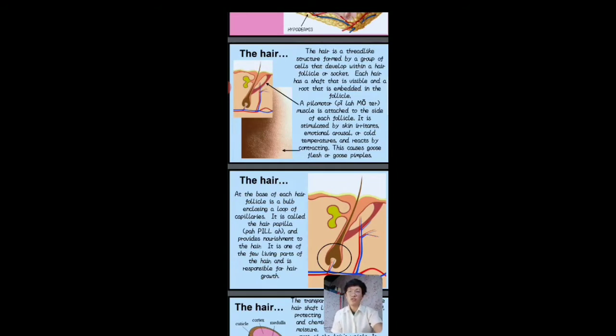goose pimples. So, yung pilomotor muscle, ito yung nag-a-attach sa side ng kada follicle na nagsi-stimulate sa skin irritants, emotional arousal, or cold temperatures, at nagre-reacts by contracting. Dahil dito nagkakaroon ng reaction sa ating skin at tinatawag na goose flesh or goose pimples. Ito yung madalas na nangyayari sa atin once na nakiramdam tayo ng malamig o minsan kinikilabutan.